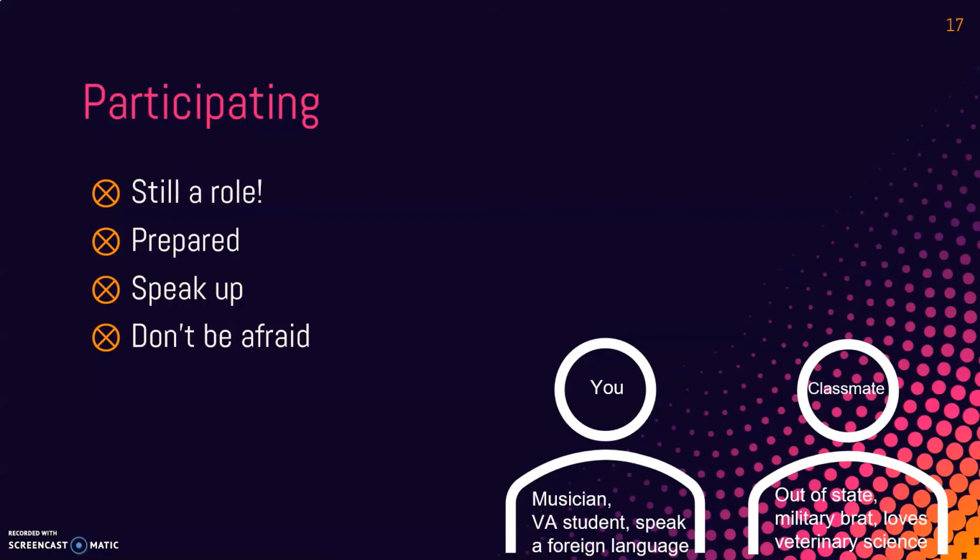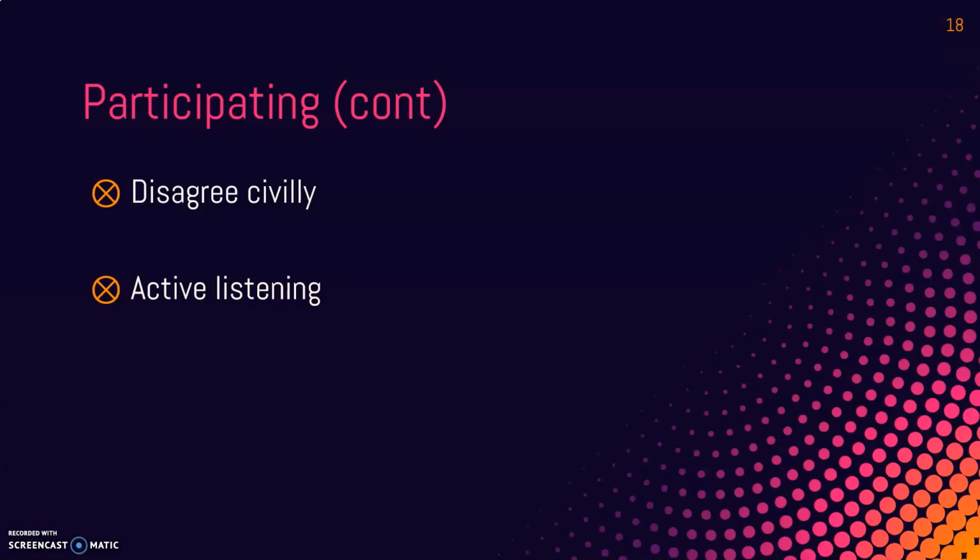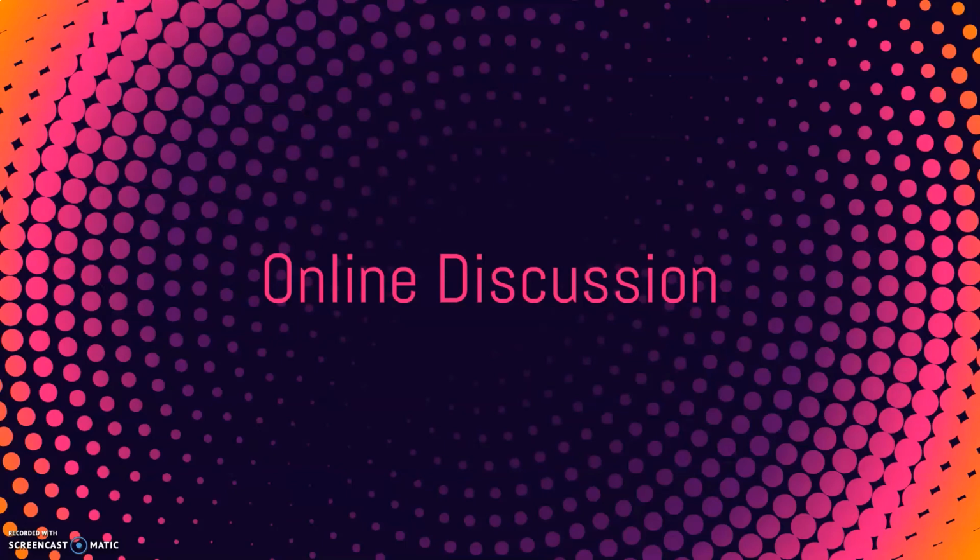If someone says something you disagree with, do so civilly. Don't talk in terms of feelings. Instead, look for evidence supporting your point in the reading. Even if you're not speaking, practice active listening. This means you show you're paying attention through making eye contact or nodding, etc. This goes doubly so in terms of online class discussion.